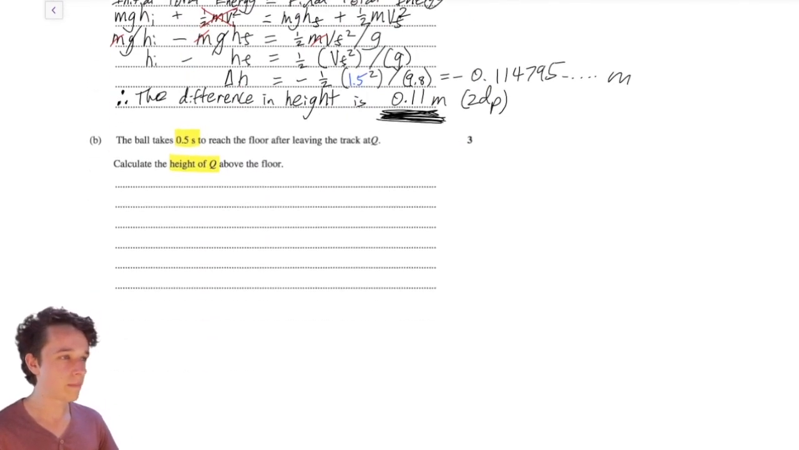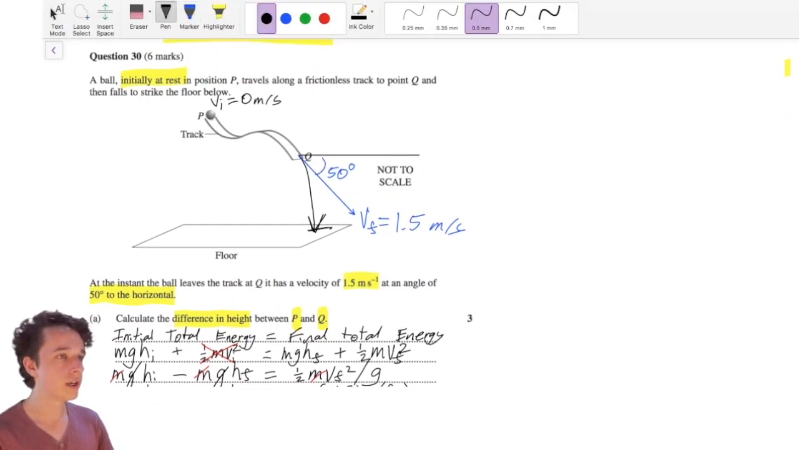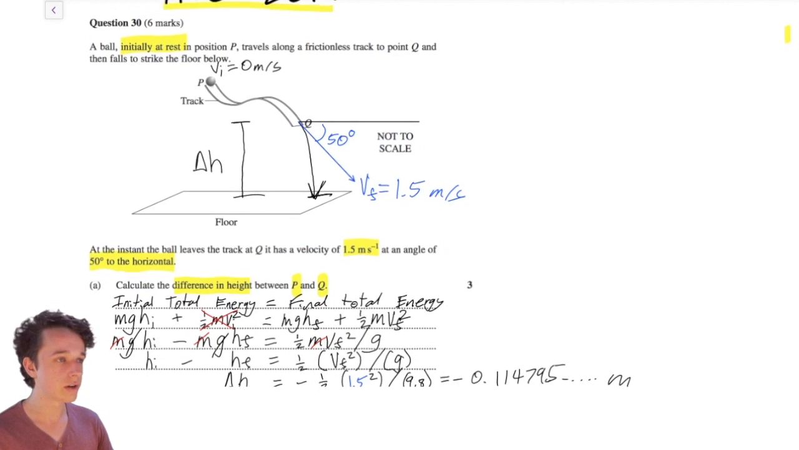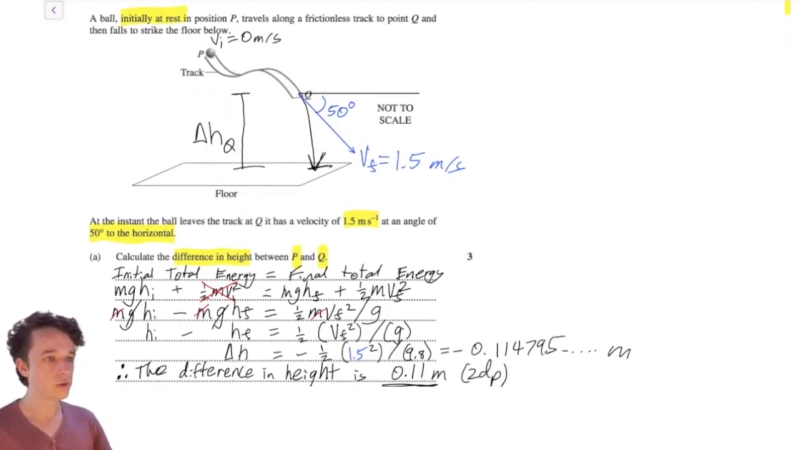Okay, part B. The ball takes t equals 0.5 seconds to reach the floor after leaving the track at Q. Calculate the height of Q above the floor. So this time, and I'll just clean this diagram up a little bit, this time we are being asked for the difference in height between the point Q and the floor, right? This is the difference in height we're looking for. Calculate the height of Q above the floor. I'll give it a little Q subscript.